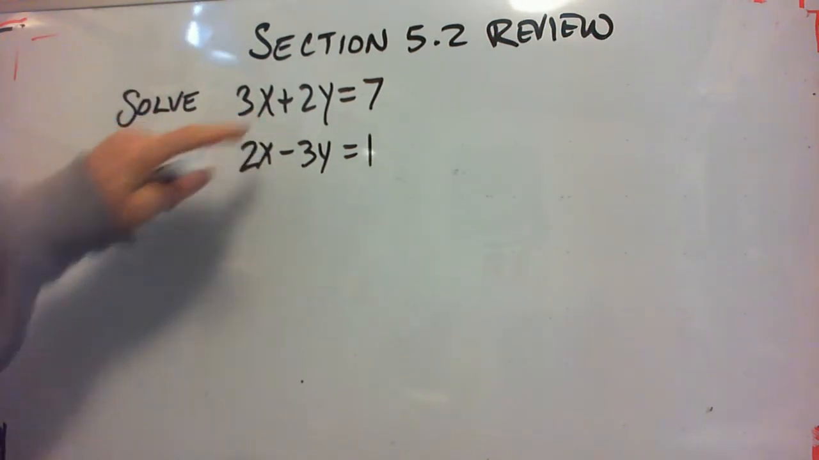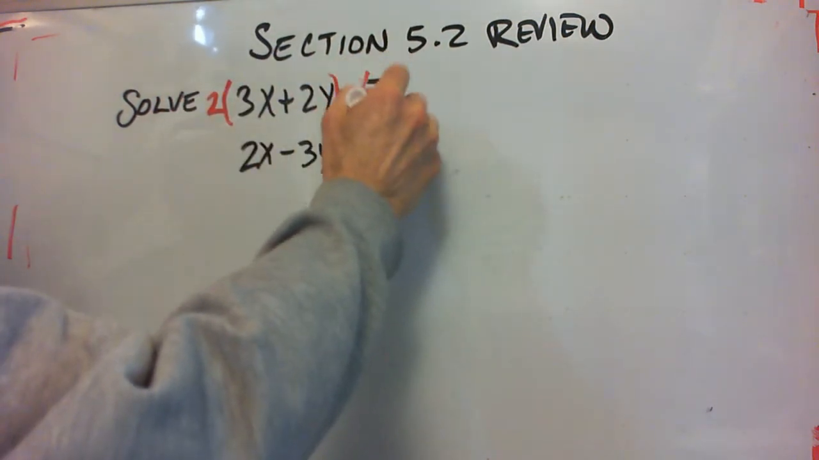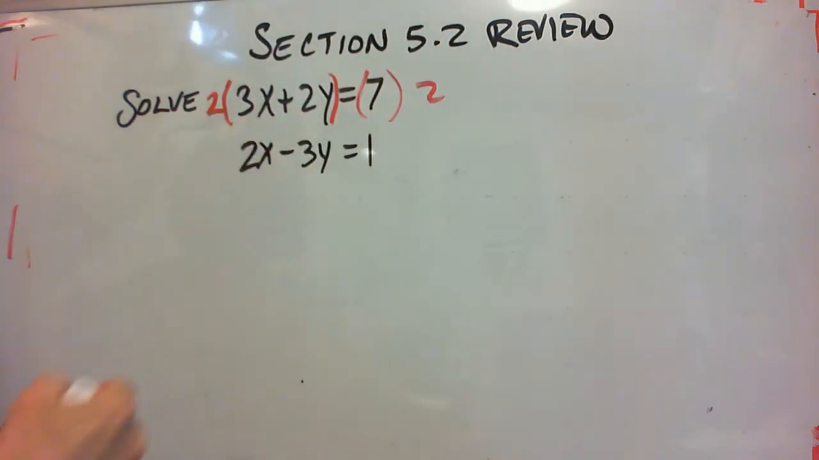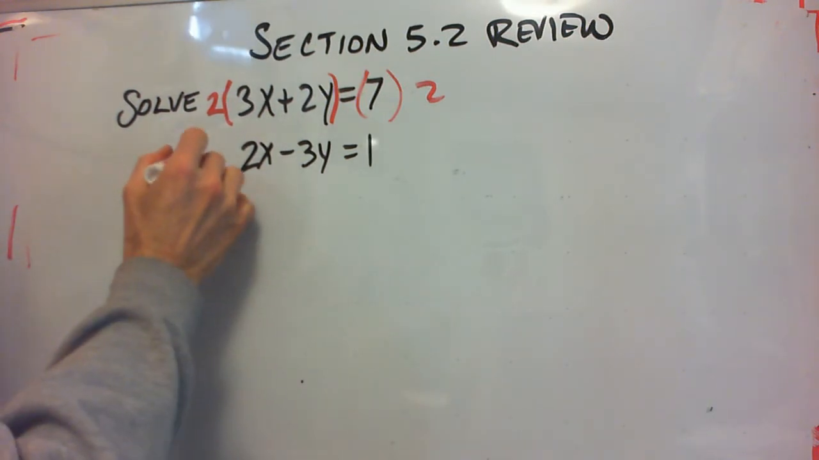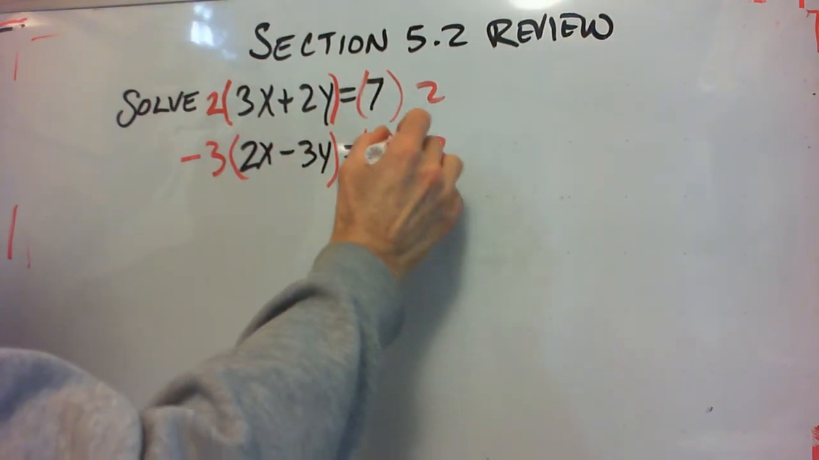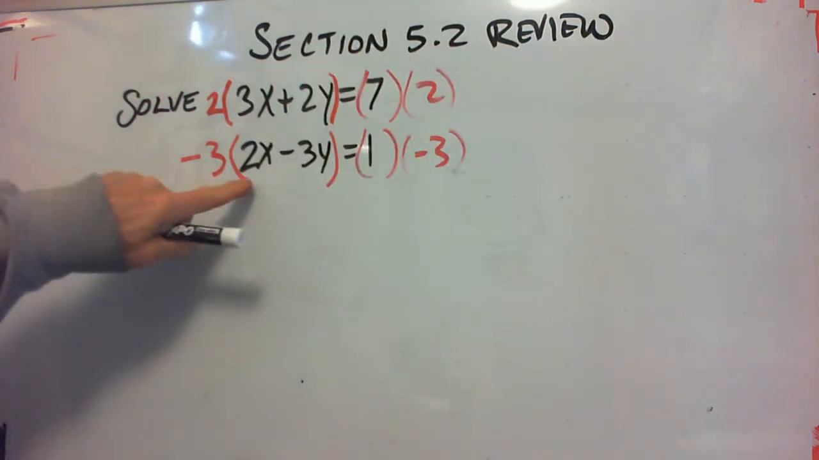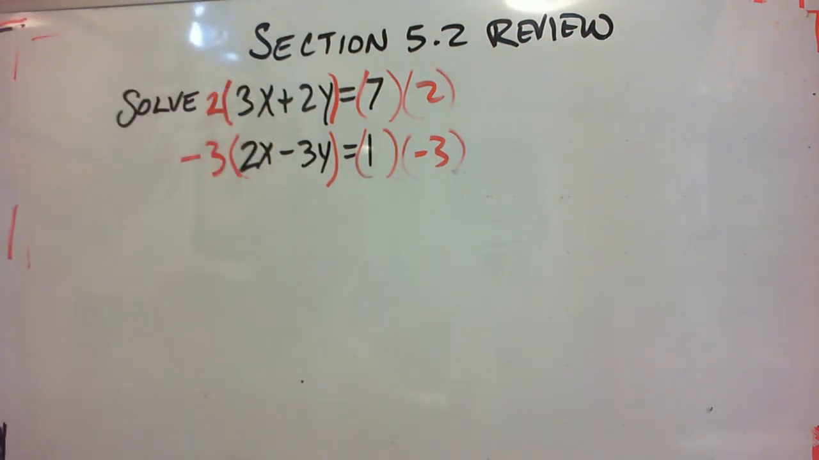We can get rid of the x's if we multiply the top equation by 2, making it 6x, and then the bottom equation by -3 on both sides to make it -6x, and then when we add equations, the x's will disappear.